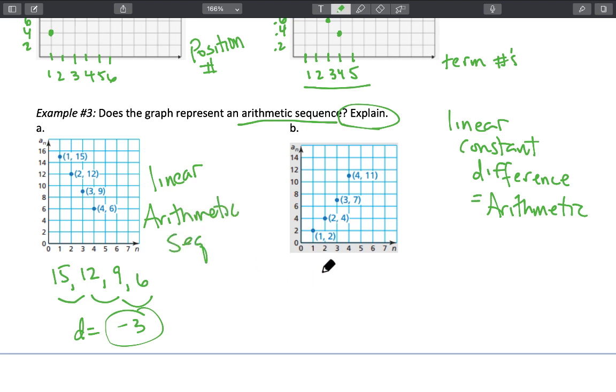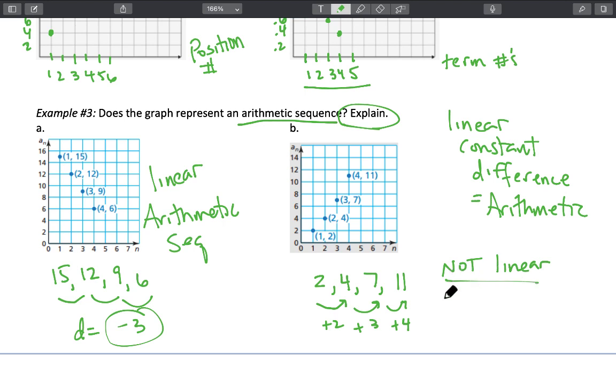All right, let's see if the same is true for 1b. Again, I'm going to list my y values. I have 2, then I have 4, 7, and 11. Well, it looks like I'm going to go up by +2, and then I'm going to go up by +3, and I'm going to go up by +4. So this is not linear. It does not have a constant rate of change, and because it's not linear, it is therefore not an arithmetic sequence.